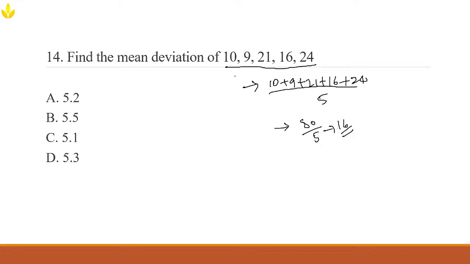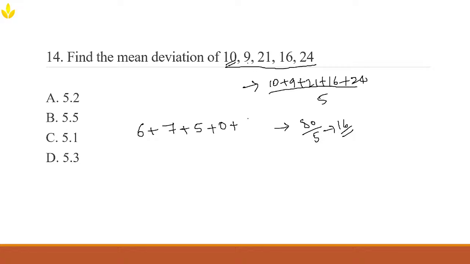Now we have to calculate what is the deviation of it and add all those deviations and get the final mean deviation. That is nothing but, for example, for 10, how much is the average difference? So for 10, the average is 6 more. Now the deviation between the next number 9 to 16 is nothing but 7. Then for 21, what is the deviation? That is 5. Then next 16 to 16, it is 0.